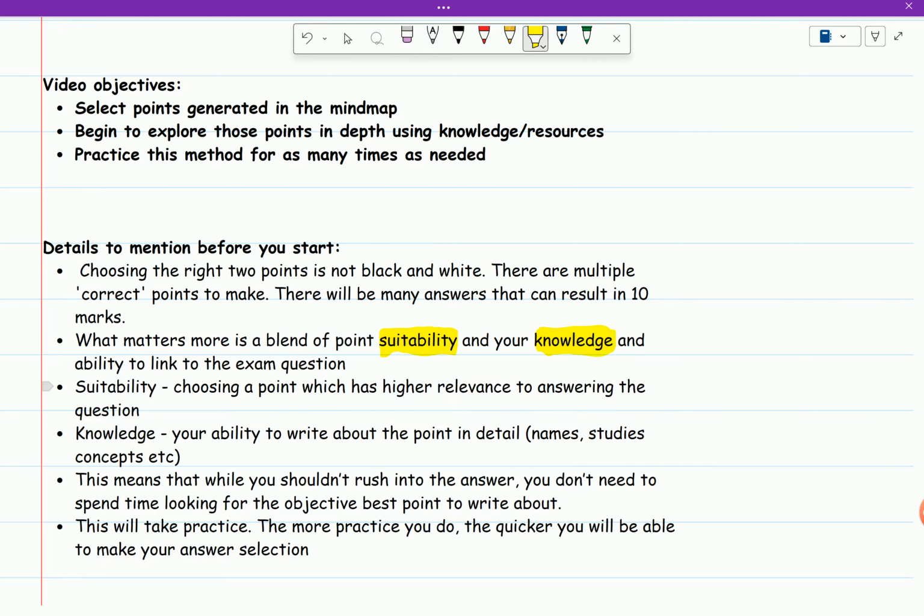That means that you shouldn't rush into the answer. So when you're in the exam, you're not going to have all the luxury of time. You've got 15 minutes or so to answer the question. But you shouldn't rush in with the first 2 points in your mind. Think about it. Think about the relevance of the point. Think about how much you actually know about the point. Can you write enough about it to get the marks?